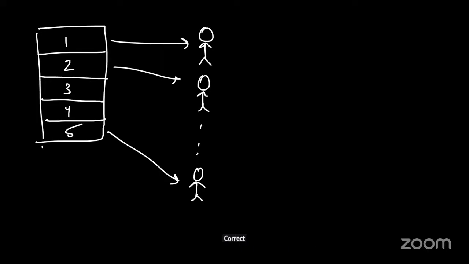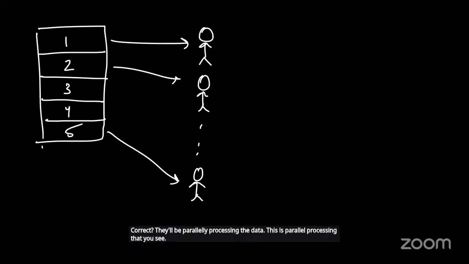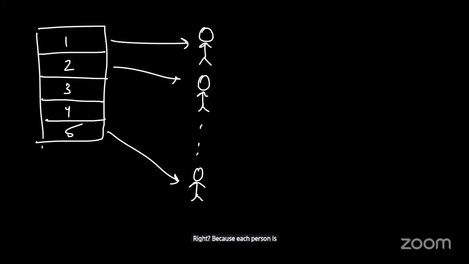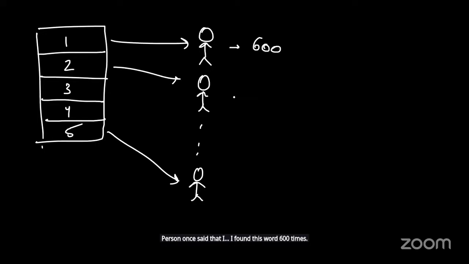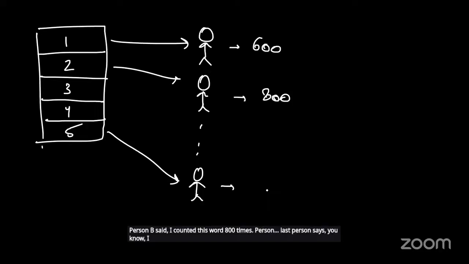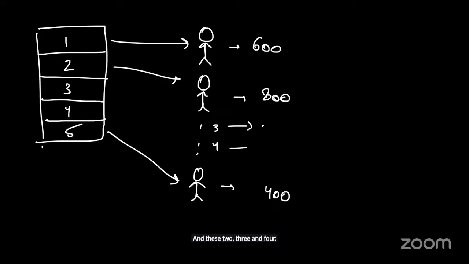Correct? They'll be parallelly processing the data. This is parallel processing that you see, right? Because each person is processing their own data, and all of them are doing it at the same time. And so this is called working in parallel. Once everybody is finished, they're going to report their individual counts. Let's say person one said that I found this word 600 times. Person B said I counted this word 800 times. Last person says, I counted it, let's say 400 times. And these two, 3 and 4, said that I counted only 100 times. The book was short, and 200 times, right?